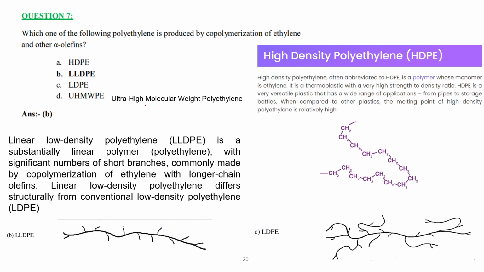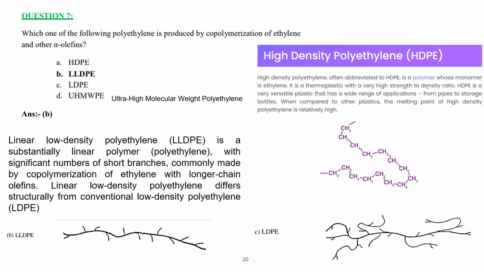they want to know which polyethylene is produced by copolymerization of ethylene and other alpha olefins. At first, come to HDPE, the high density polyethylene polymer. Its monomer is ethylene, and you see a single chain type of structure. That's why it is highly dense, because it is linearly formed, so it is more ordered and denser. No branching happens. Like with Ziegler-Natta, where we learned how only linear polymer can be formed with that kind of catalyst.